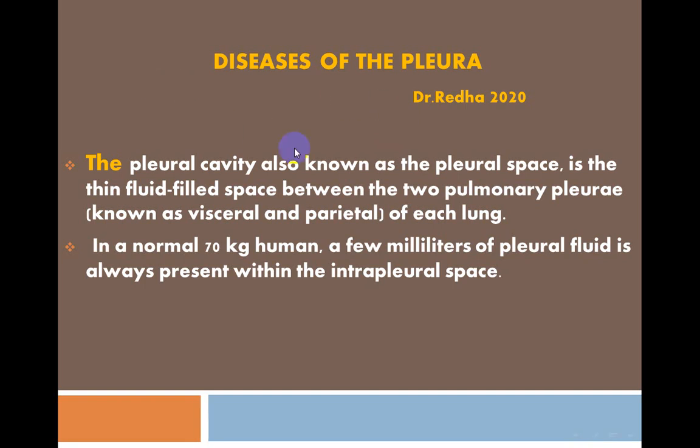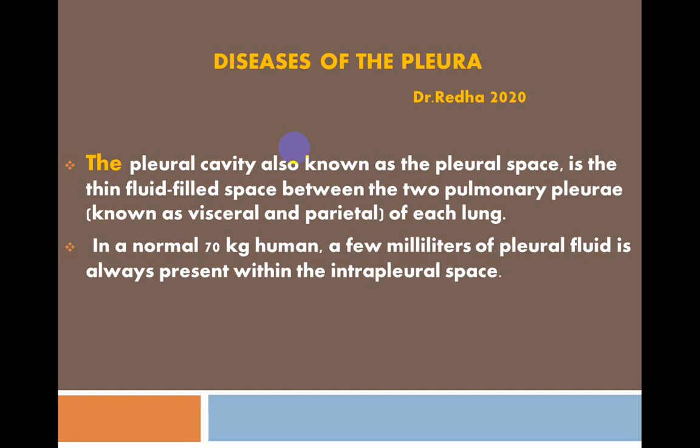As we know, the pleural cavity, also known as the pleural space, where the lungs occupy this space, is a thin fluid filled space between the two pulmonary pleura known as visceral and parietal pleura of each lung. As we know, we have two pleural layers, one called parietal, which is the outer one, and one called visceral, which is the inner one that covers both lungs and separates them.